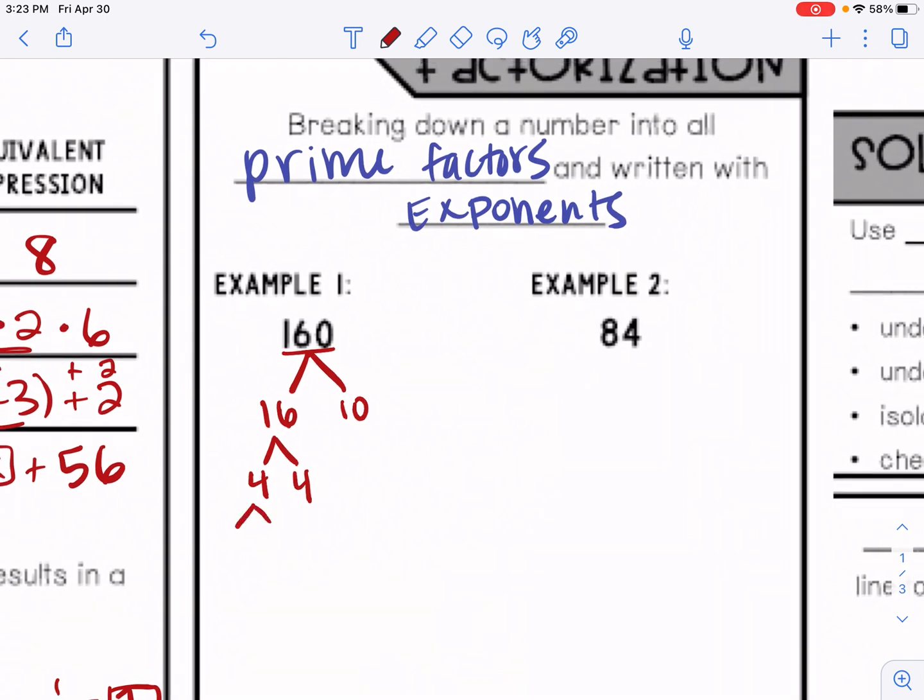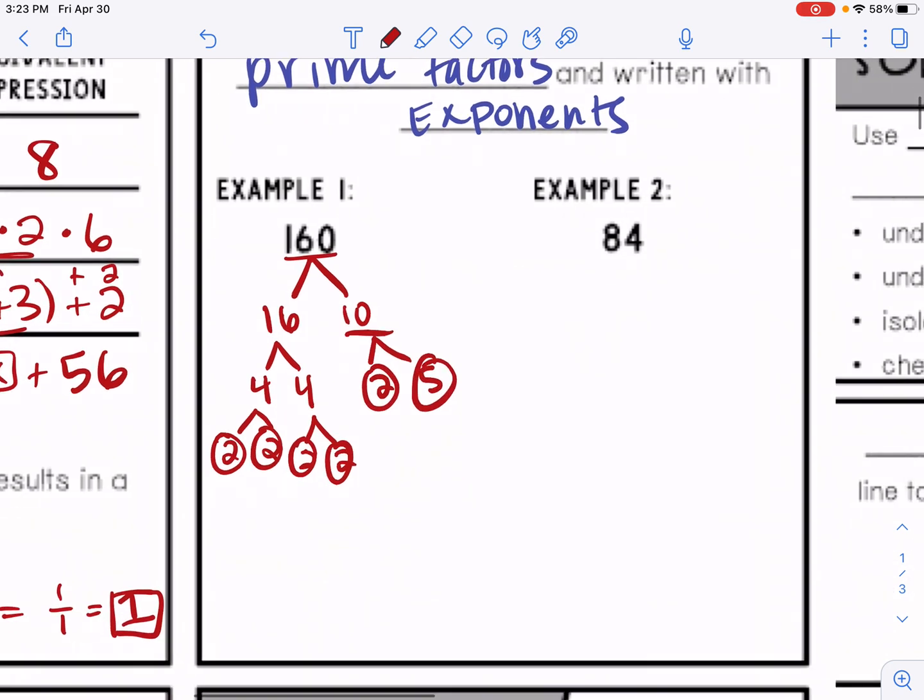So for 4, both of them are going to be the same. I'm going to do 2 times 2. Same thing over here, 2 times 2. Now those are all prime numbers, so I'm going to circle them. Okay, now let's do my 10. I could do 2 and 5. 2 is already prime, yay. So is 5, so I'm done. So I could write it out as 2 times 2 times 2 times 2 times 2 times 5, but that takes forever. That's why we have exponents.